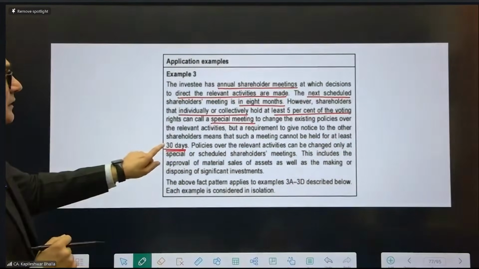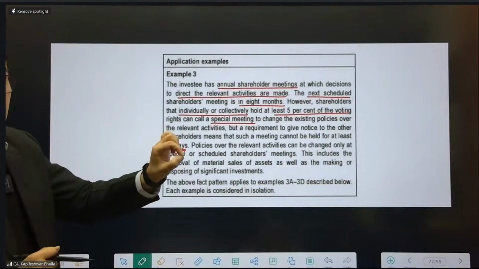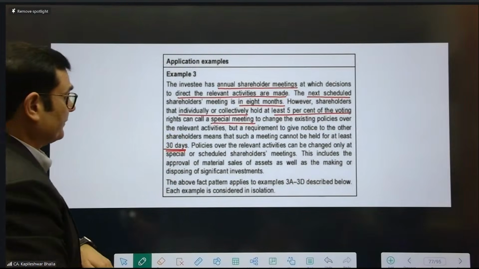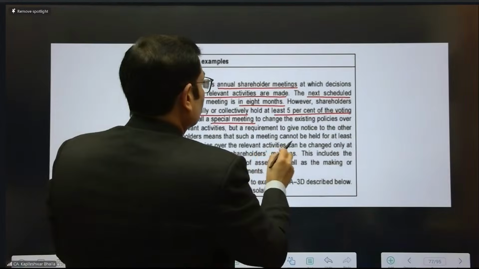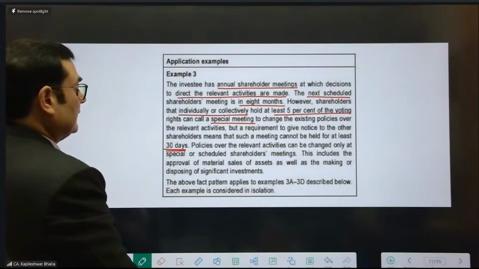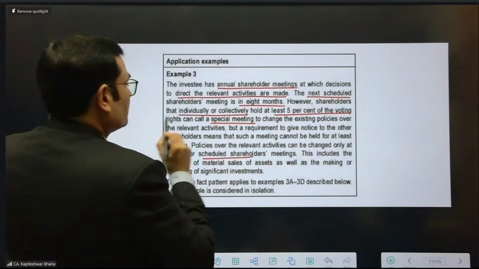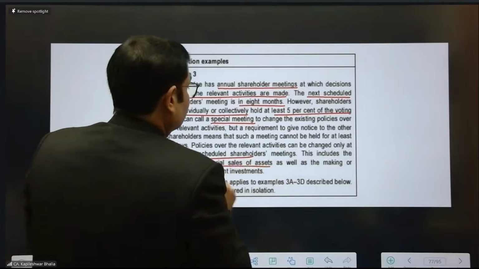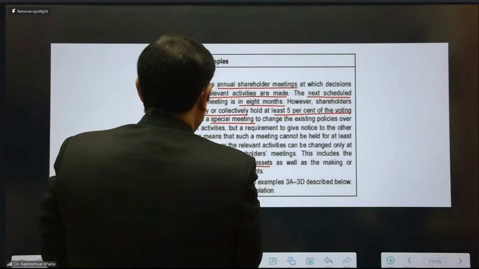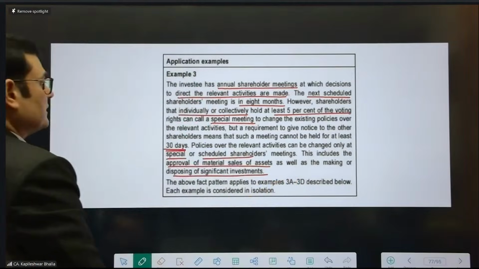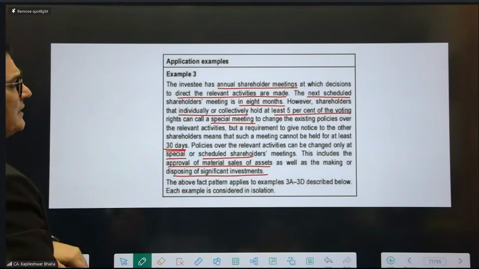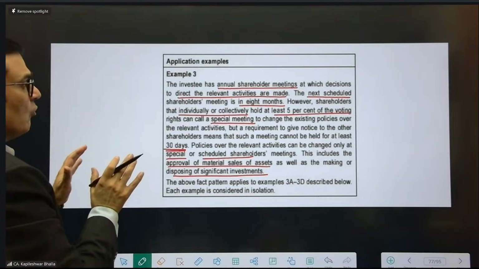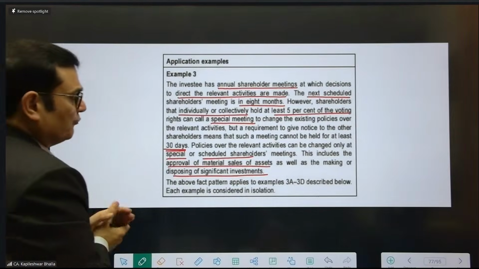So my assessment is now to see whether you will be in a position to direct relevant activities in the next 30 days or not. Policies of relevant activities can be changed only at the special or scheduled shareholders meeting. This includes approval of material sale of assets, making decisions on significant investments. So all these are relevant activities in nature. So these are the common facts which are given for all the 4 examples which are yet to follow.